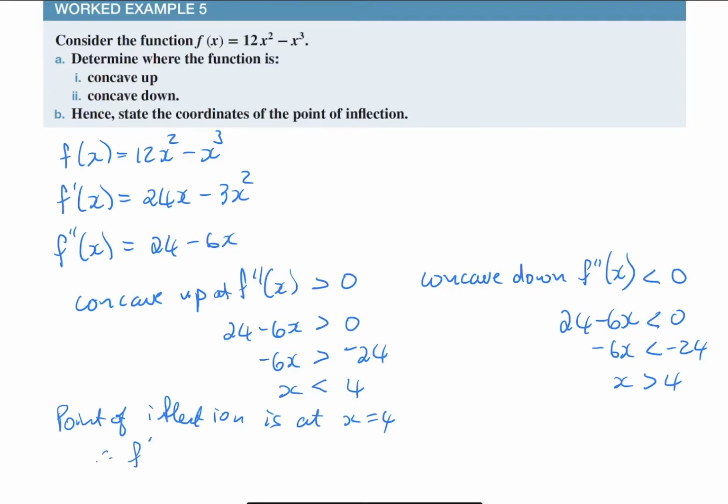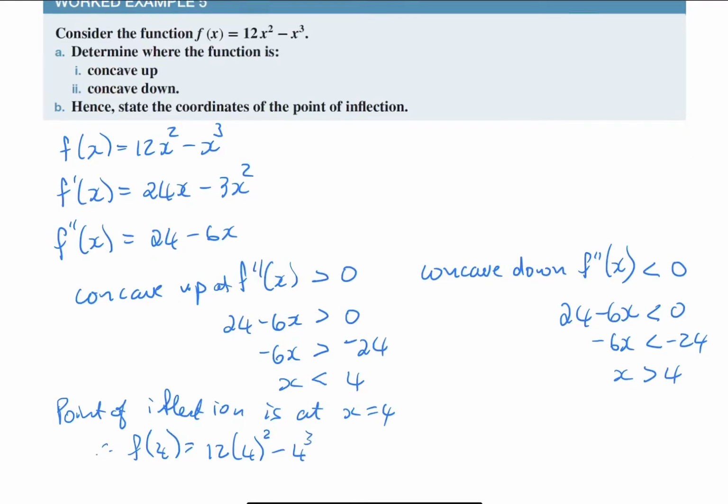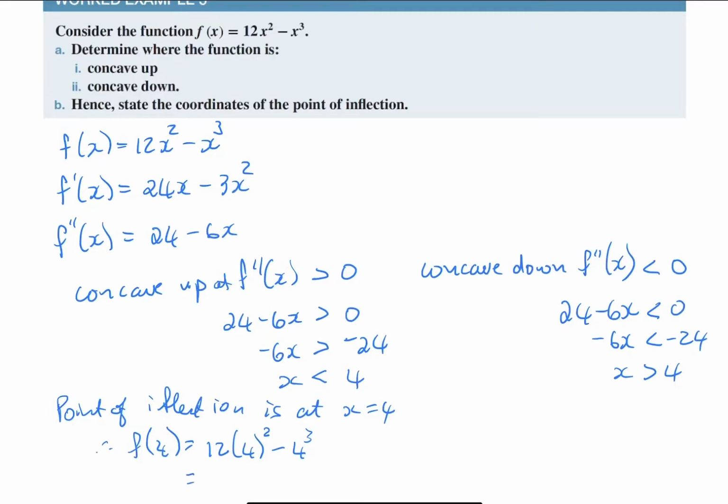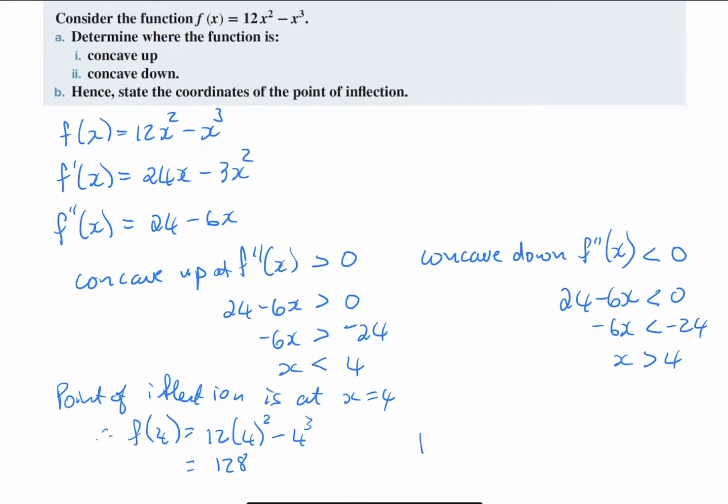Therefore, my function at 4 equals 12 times 4 squared minus 4 cubed, and that gives me 12 times 16, which is 192, minus 64, and that answers 128. So my point of inflection is at x equals 4 and y equals 128.